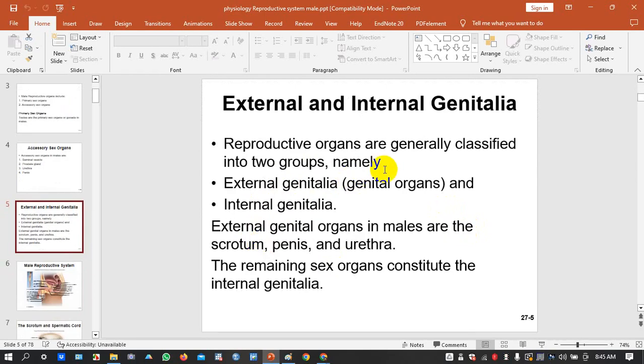External and internal genitalia. So within the male reproductive system, which ones are exposed to the environment and which ones are buried within the pelvis or the pelvic area? So let's see. Reproductive organs are generally classified into two groups, namely external genitalia, that are genital organs, and internal genitalia. Genitalia means genitals. External genital organs in males are the scrotum, the penis, and the urethra. And the remaining sex organs constitute the internal genitalia.